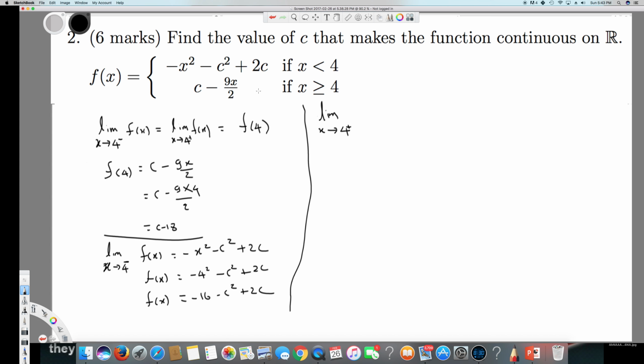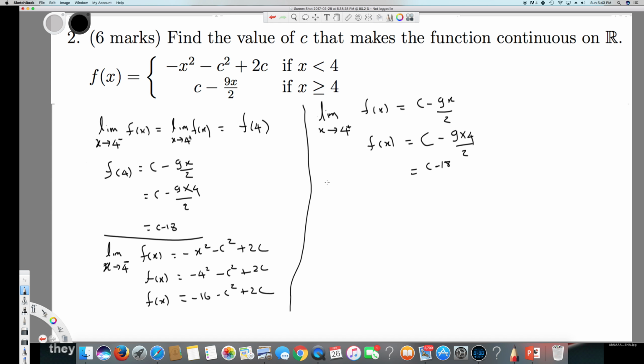Let's see what happens when the limit as x approaches 4 from the right hand side. The right hand side is the same equation as when x is equal to 4, so it's going to be the same thing, but we have to do it anyway. So f of x is going to be the same equation, c minus 9x over 2, and now I can substitute the 4 for x. It's going to be c minus 9 times 4 over 2, which is c minus 18, the same thing as we found here.